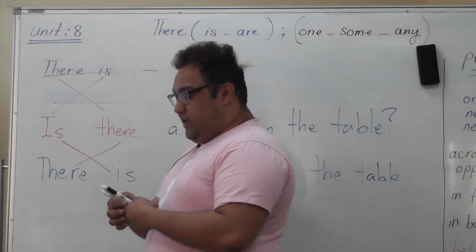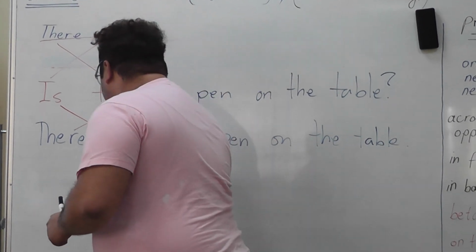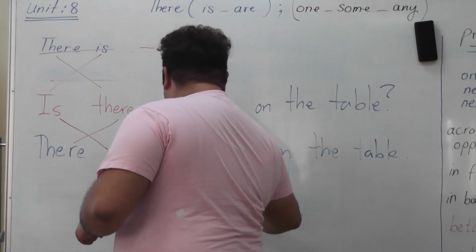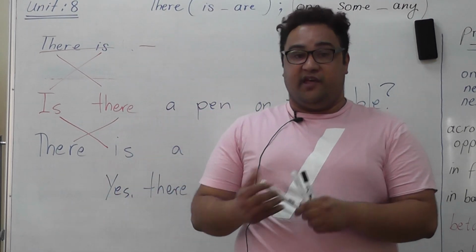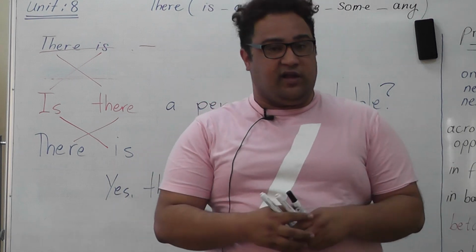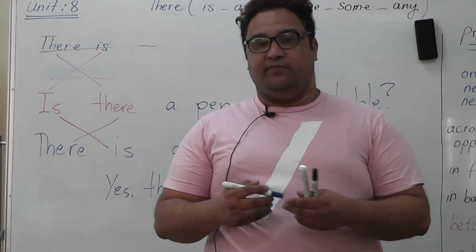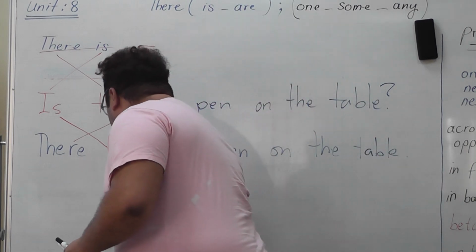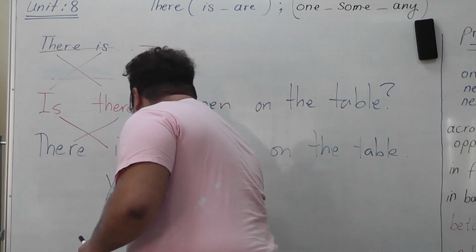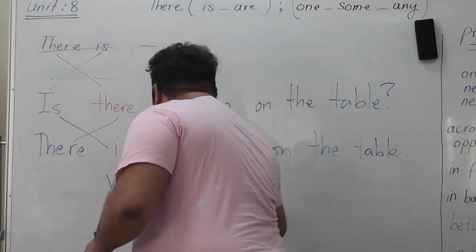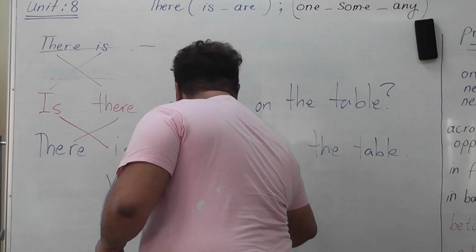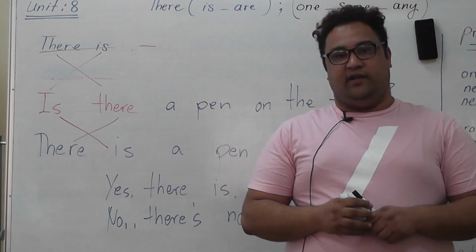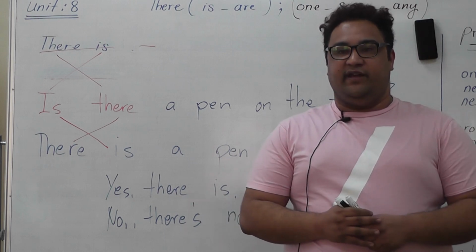Okay, the answers could be yes, there is. You may say yes, there is a pen on the table. Or you may say simply yes, there is. Or no, there is none. Okay? No, there is none. So it's very, very simple.